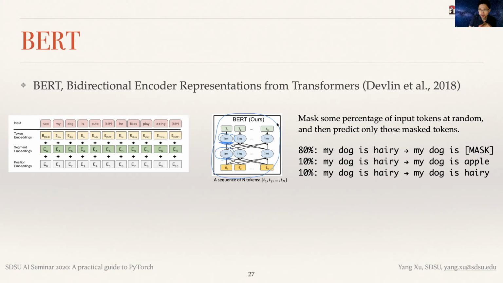The basic version uses 12 layers of transformer encoder layers, and the larger ones have 24 layers of transformer encoder layers. So you basically use multiple layers of transformers to obtain very contextualized embeddings for the word inputs.